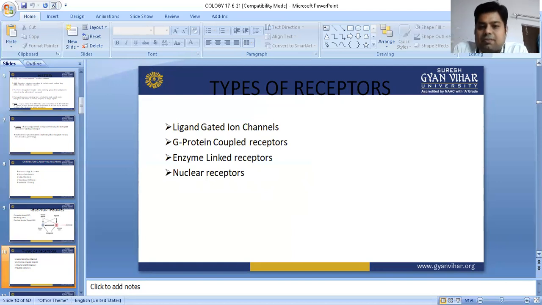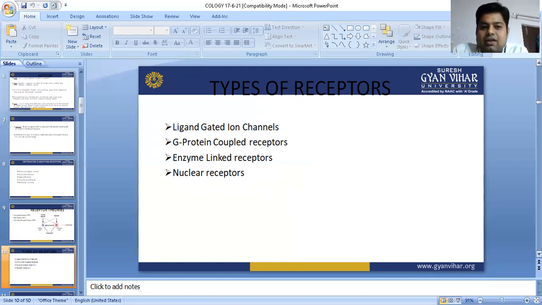Now, types of receptor. Now our chapter is going to start. What are the types of receptor? First, ligand-gated ion channel receptors. What happens in a ligand-gated ion channel receptor? Simply, when the drug binds with the receptor, the channel opens, and they act in a very fast manner, within milliseconds. Within milliseconds of the drug binding with the receptor, it produces a therapeutic response.